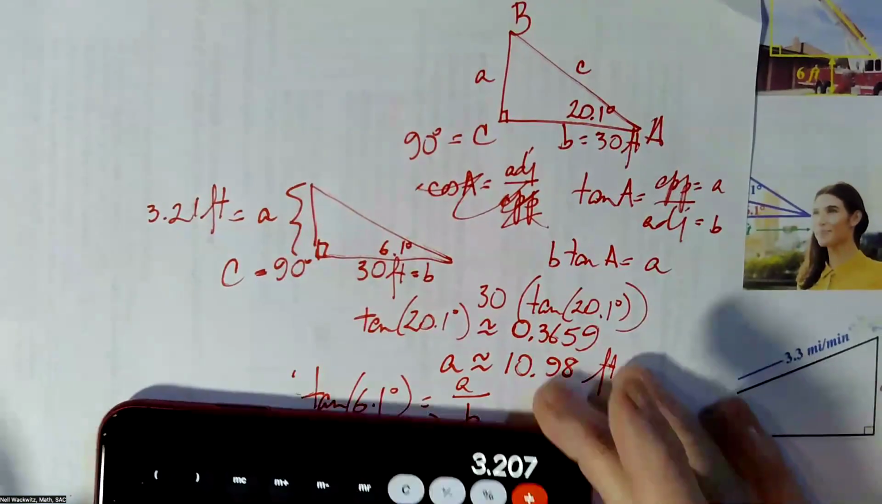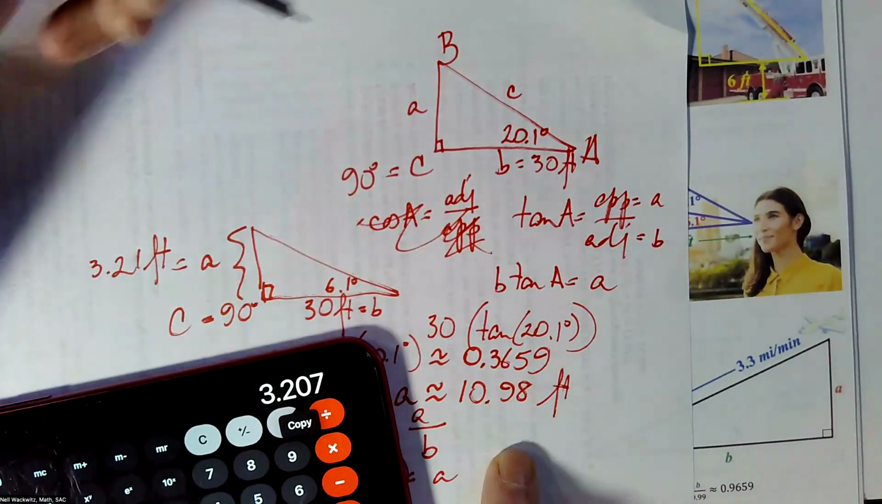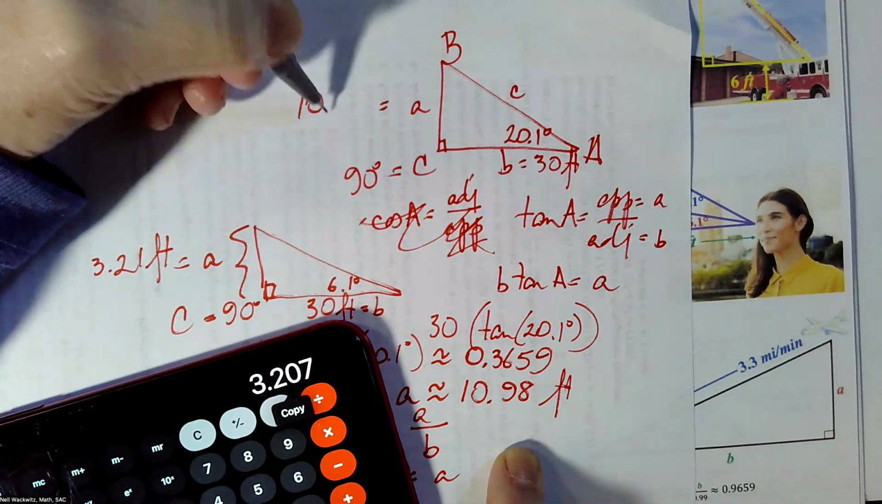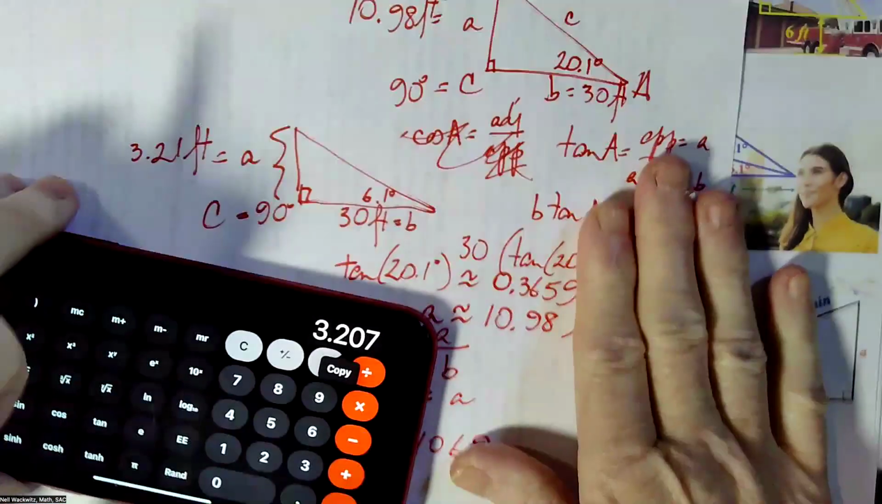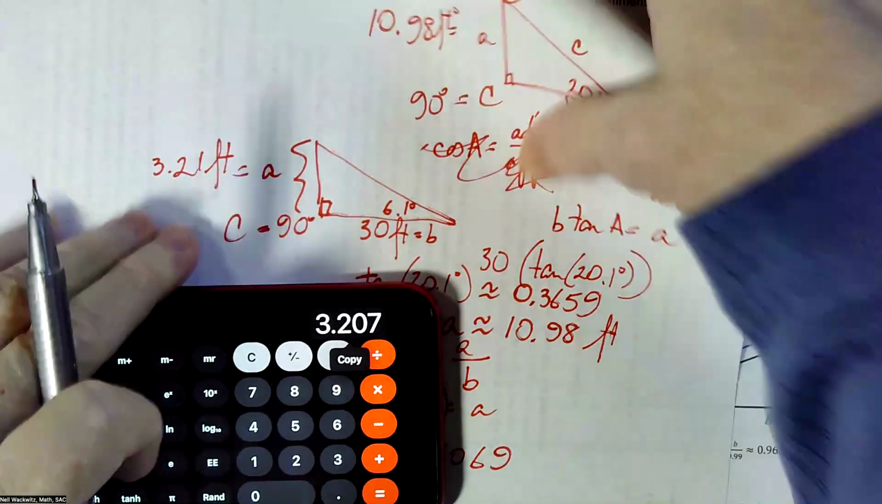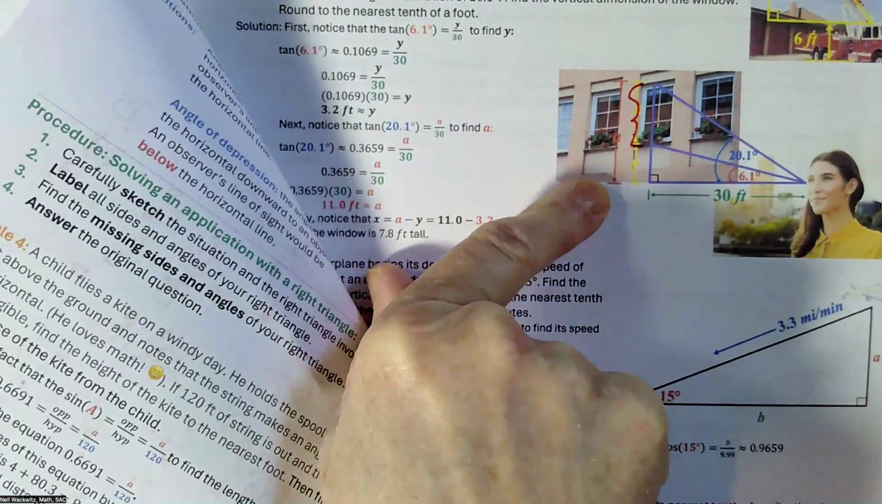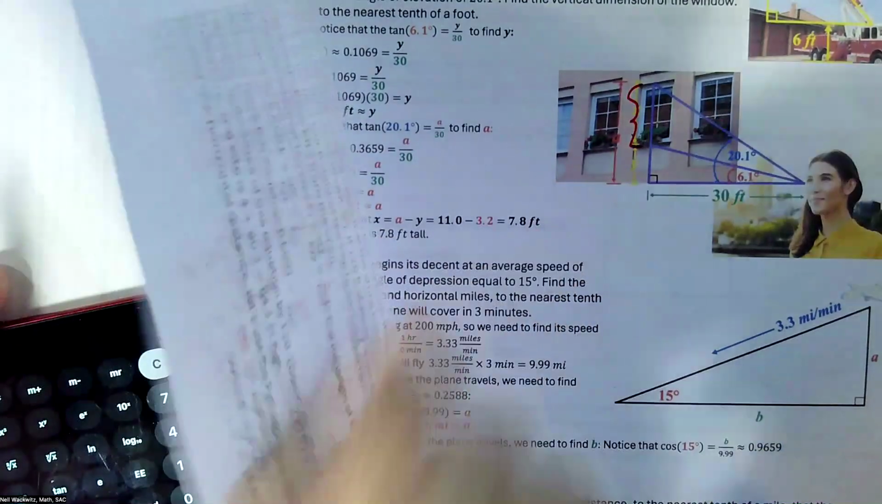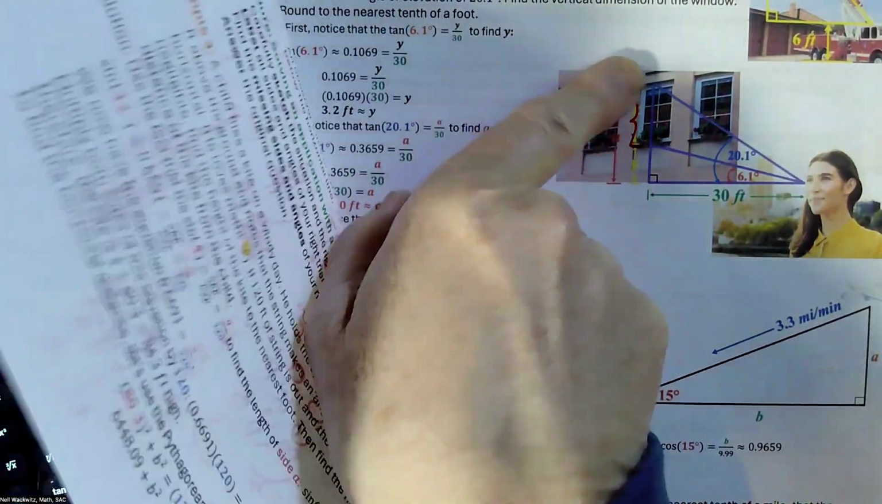We said we'd round at the end. So where did I write the, oh, yeah, 10.98 feet. And the way that we're going to find the height of the window is by subtracting those two. One A value goes the whole distance. The other A value is just this lower part.